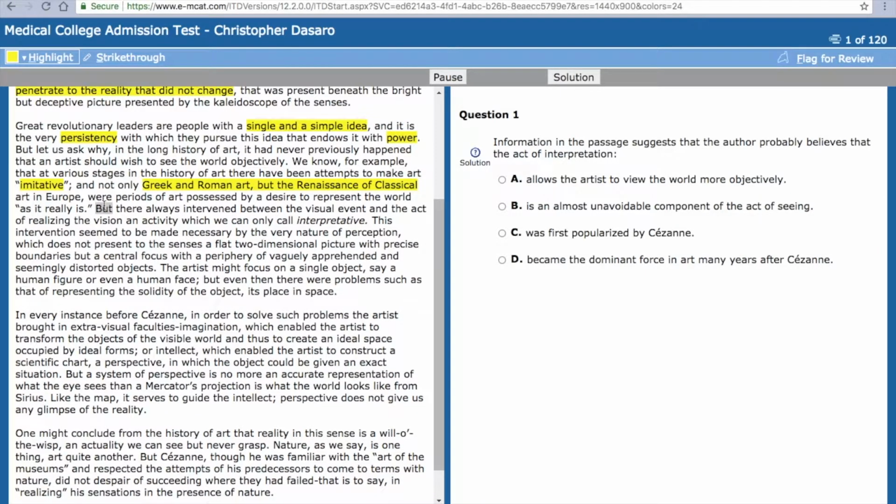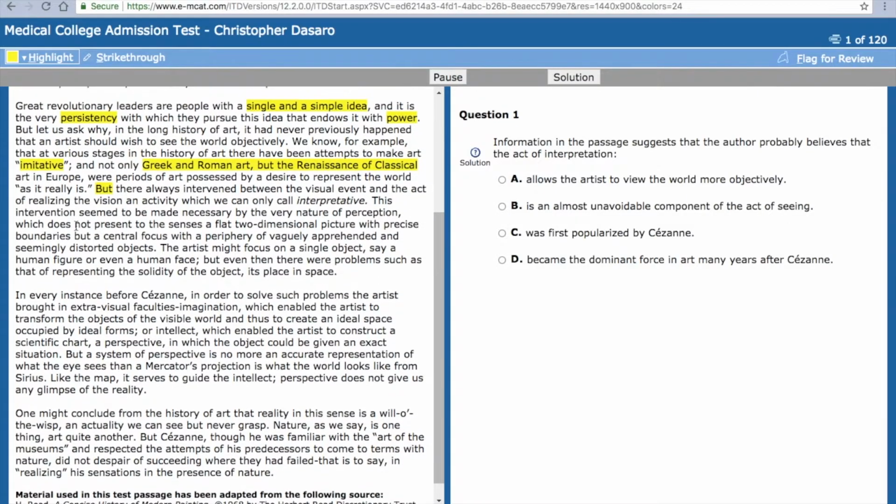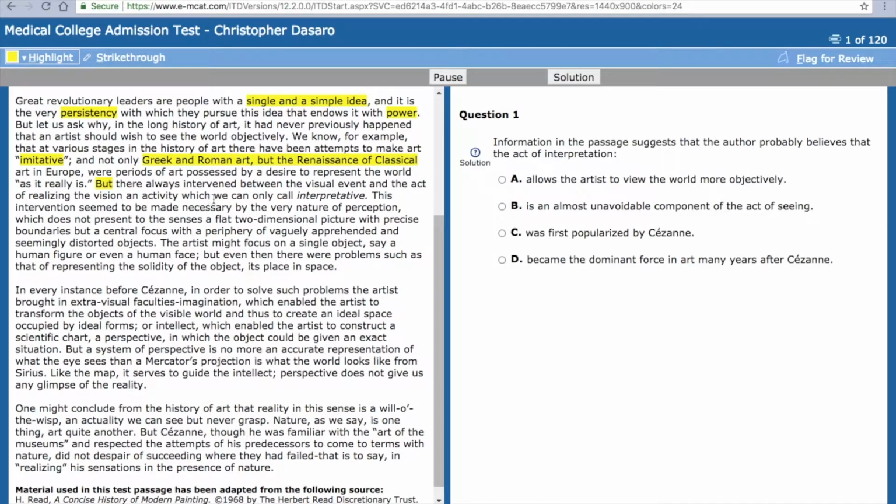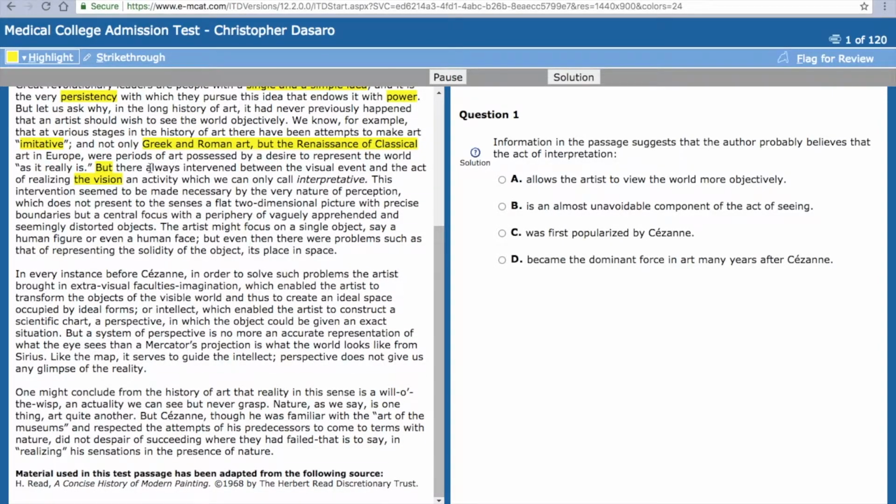But here comes a shift. There always intervened between the visual event and the act of realizing the vision an activity which we can only call interpretive. Okay, so there's apparently this intermediary between the visual event and the act of realizing the vision. And by vision, I'm assuming it's the intended purpose of the artwork. So between the visual event of seeing the artwork and realizing the vision, there is an interpretation, which makes sense.